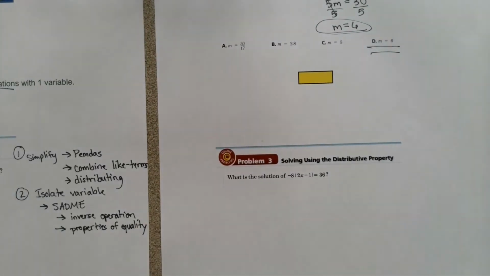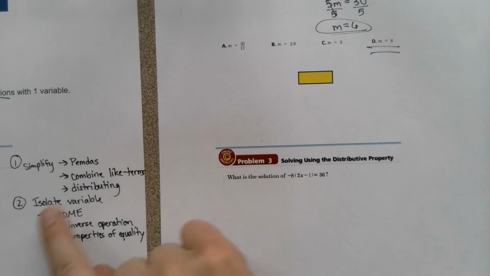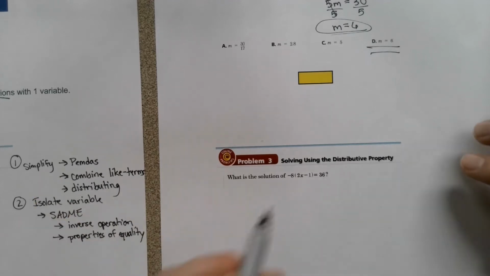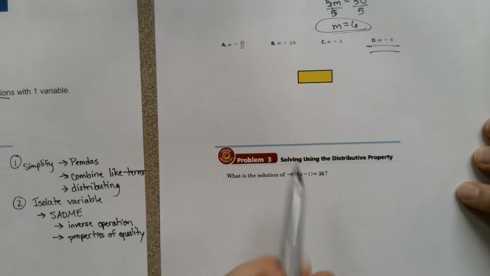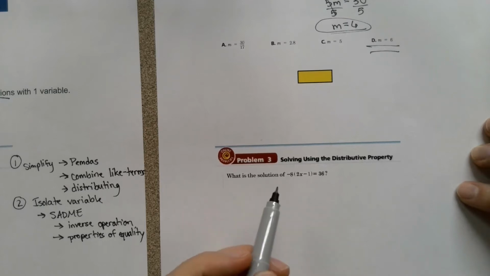The next type of example we're going to use still uses these exact same steps. But you'll notice this time we're going to have to use the distributive property because we have parentheses that we need to get rid of.